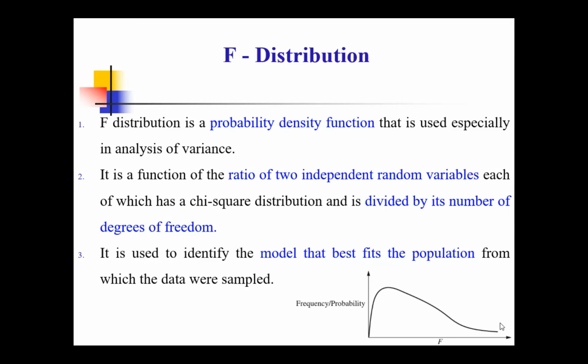So by using this F distribution, we are going to identify the model that best fits the population. In the morning also, we came across the statistic tool in RSM, where we have the sequential sum of squares, then R square value, adjusted R square, then predicted R square, based on which we are suggested to use linear or 2FI or quadratic or cubic. So to identify the model that best fits the population from the data sampling, it will tell us.